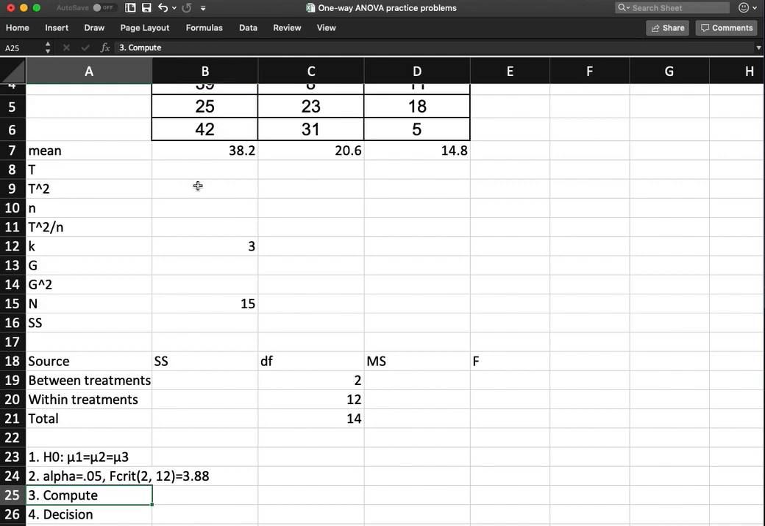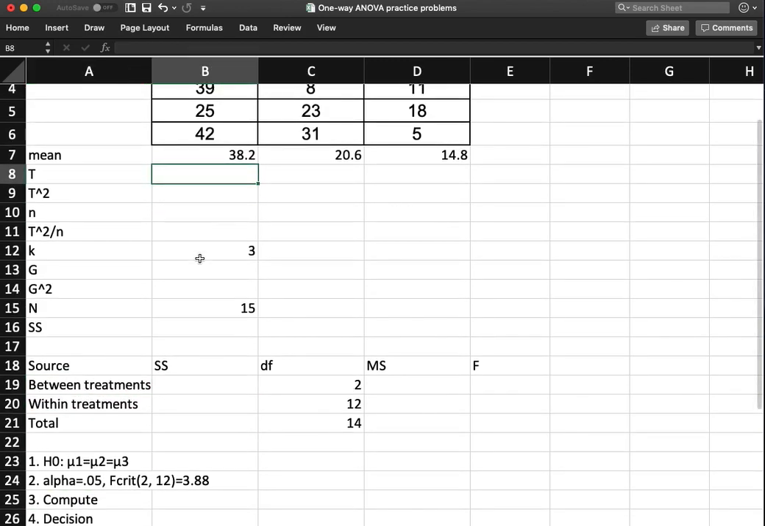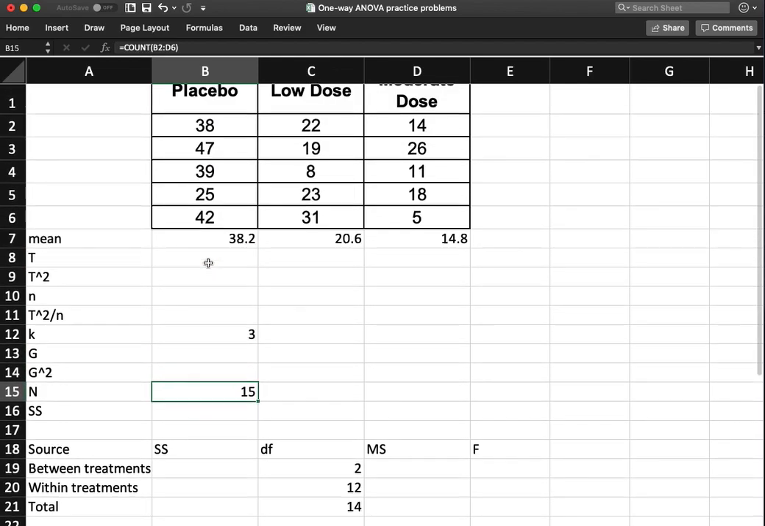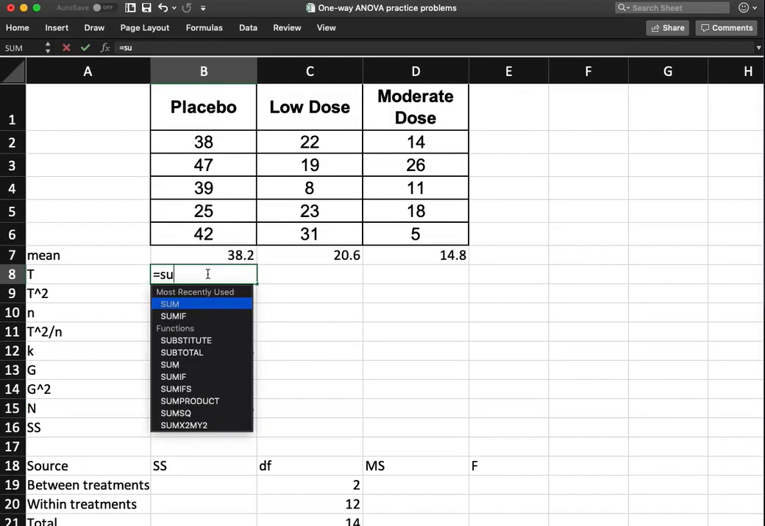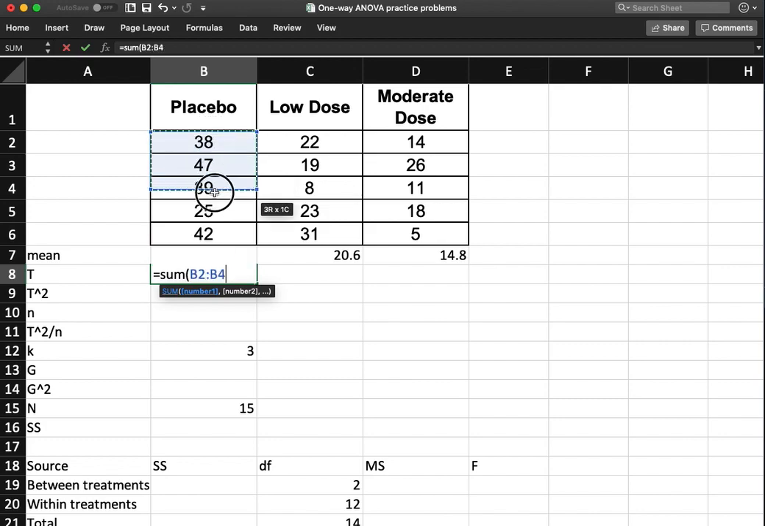Now we got to start computing F. We could start anywhere. I'm going to go ahead and start with between treatments sums of squares. In order to do that, we need t squared over n and g squared over big N. So let's do our t's first. It's just the sum of all the scores in each group. First, the placebo group gets a t.